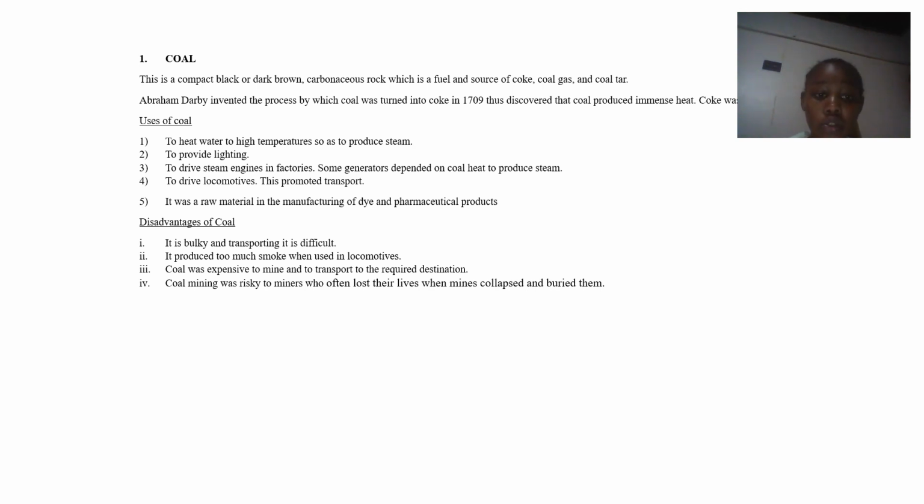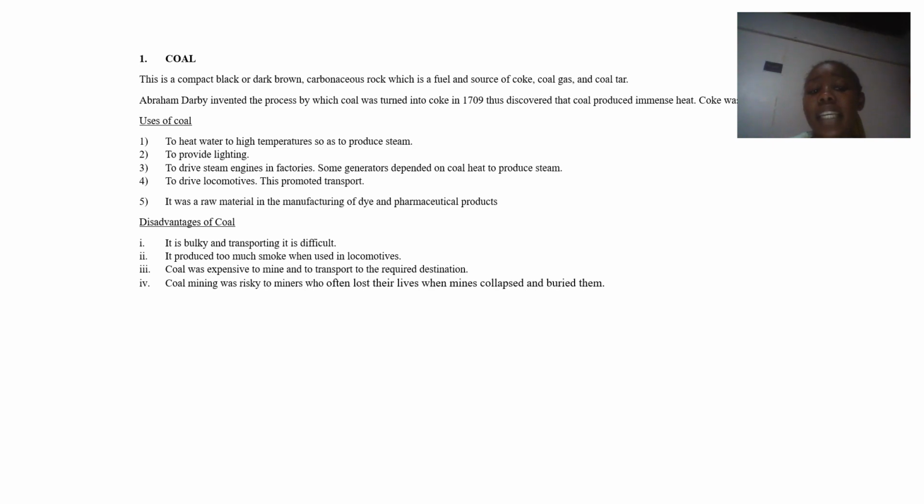It was also used to heat water to a high temperature so as to produce steam. It was also used to provide lighting. It was also used to drive steam engines in factories. Some generators depended on coal heat to produce the steam. Then it was also used to drive locomotives. This promoted transport. It was a raw material in manufacturing dye and pharmaceutical products.